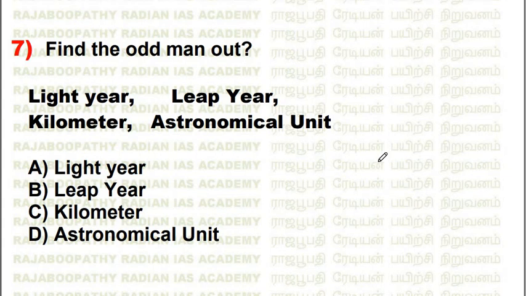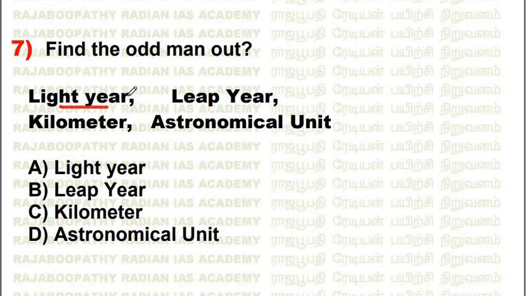What do you mean by odd man? Odd man means, suppose 4 items are given. Of the 4 items, only one is of a different category. All the 3 are alike. One is different. For example, can you say which is odd man? Which is singled out from the remaining?